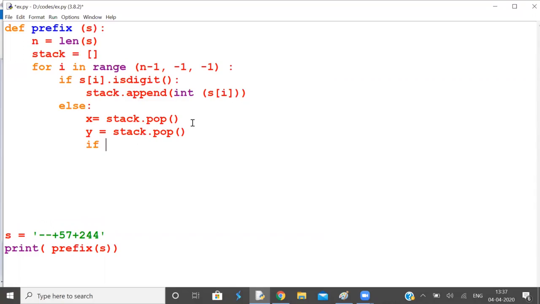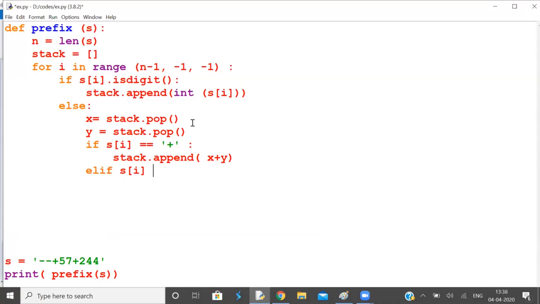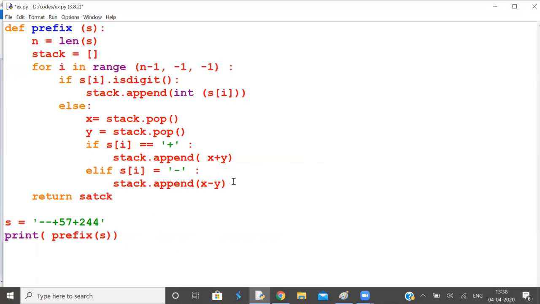Now, if the current character is plus operator, then perform addition between x and y and append the result to stack. Okay. Else, if the character is minus operator, then to stack append x minus y. Similarly, you can do it for multiplication, division, etc. So in the example, we have only two operators, plus and minus. Okay. Now, once you have done it, return stack.